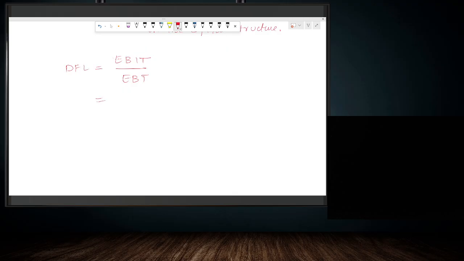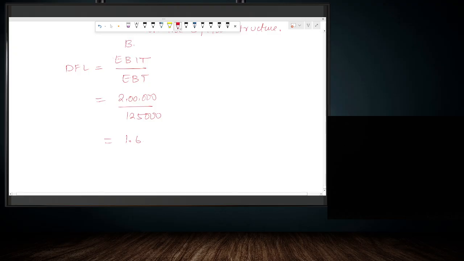So what is EBIT in this case? It is 2 lakh rupees. What is EBT? 1 lakh 25,000. So what is your DFL? 1.6. So listen, how to interpret this 1.6, I will tell you quickly. Now we are doing this for plan B. I will show it for plan A also, so that you can understand it easily. So this is for plan B.